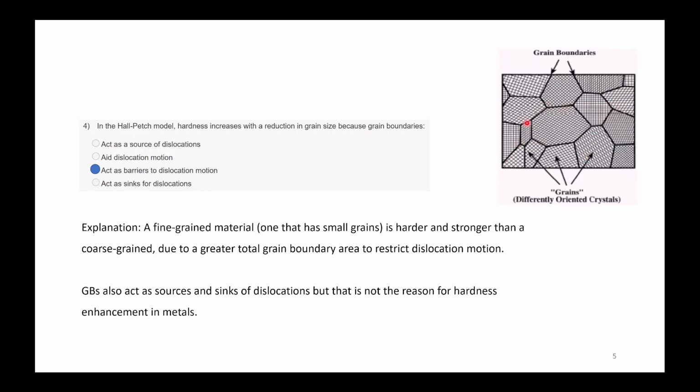This is your polycrystalline material. These are the grain boundaries. These will act as barriers for the dislocation movement. A fine grained material, one that has smaller grains, is harder and stronger than a coarse grained one, due to the greater total grain boundary area to restrict dislocation motions. Grain boundaries also act as sources and sinks of dislocations, but that is not the reason for hardness enhancement in metals.